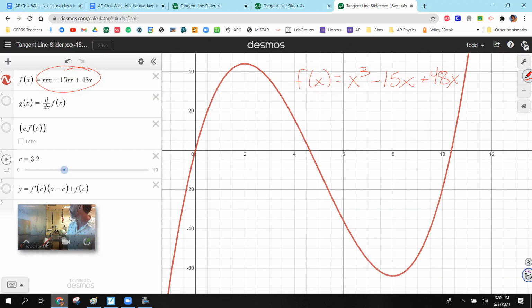So if we go back to our graph over here, let's draw in our tangent lines. So at this point right here, our tangent line is going to look something like this. At the top, it turns out the only way you can do it is if it's horizontal.